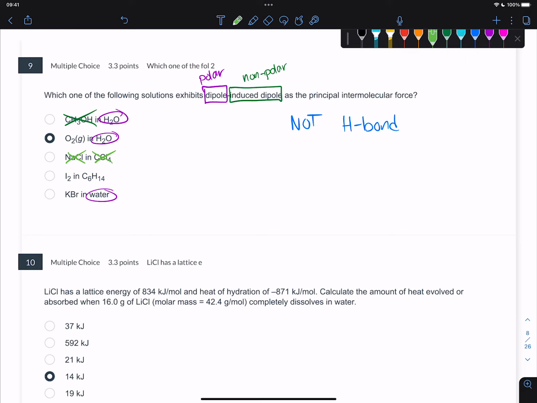I2, so iodine is nonpolar, so that works so far. But so is the C6H14, which I think is hexane. So because these are two nonpolar things, that's not going to work.